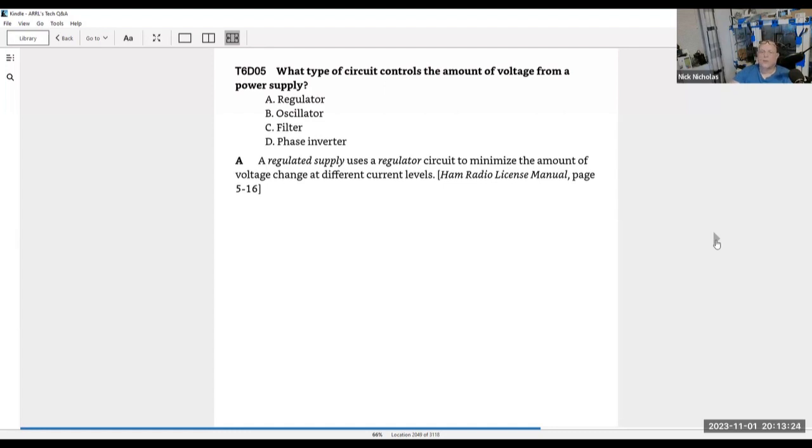If you don't have that in radio, you don't have a consistent output reproducing the audio or the digital or even Morse code. It suffers if you don't have a constant regulated power supply.